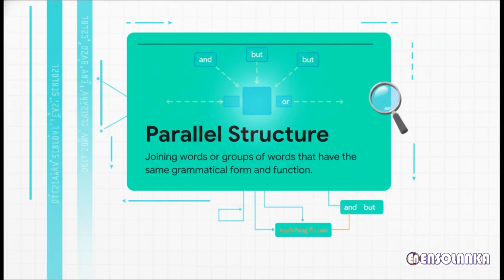At its heart, the idea of parallel structure is all about matching forms. It's really that simple. Whenever you connect two or more items in a list, using words like and, but, or, each of those items needs to share the same grammatical pattern. This creates a kind of natural rhythm that makes your writing sound way more professional and just easier to understand.